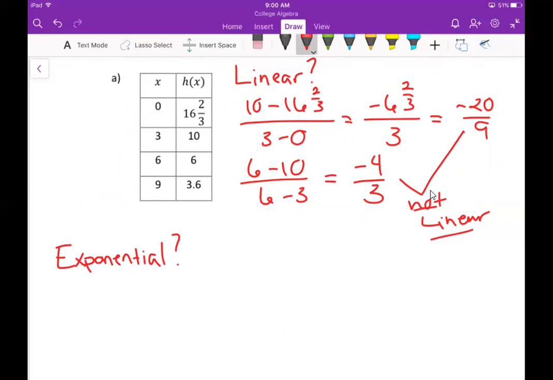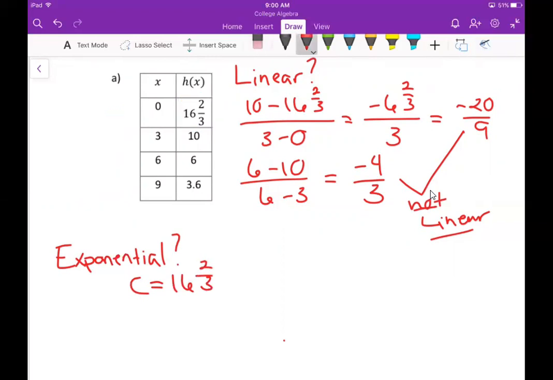What we do have here though is a little bit of a break because we have that x equals 0 point. So we can see right away that if we're talking about an exponential function, our c value is going to be 16 2/3. So this will be a little bit easier to come up with the function. So that's what we're going to do first.